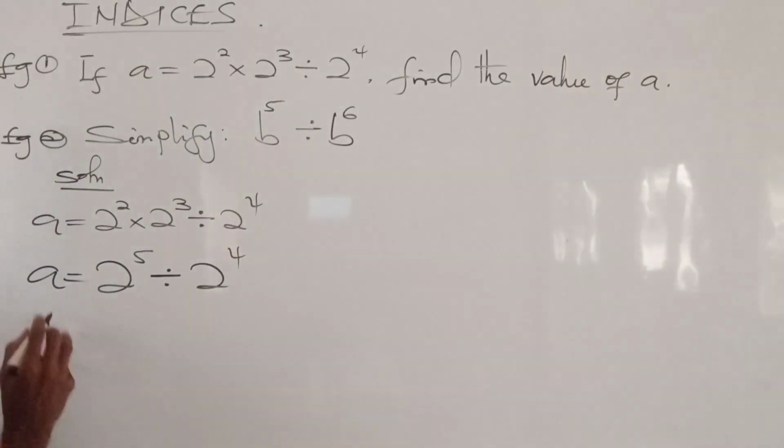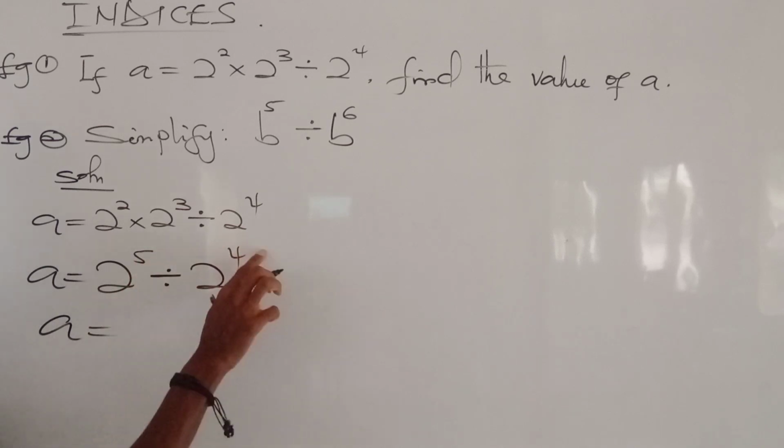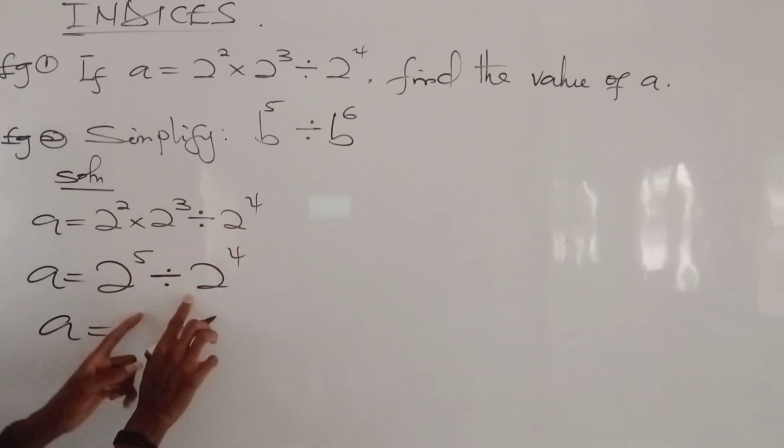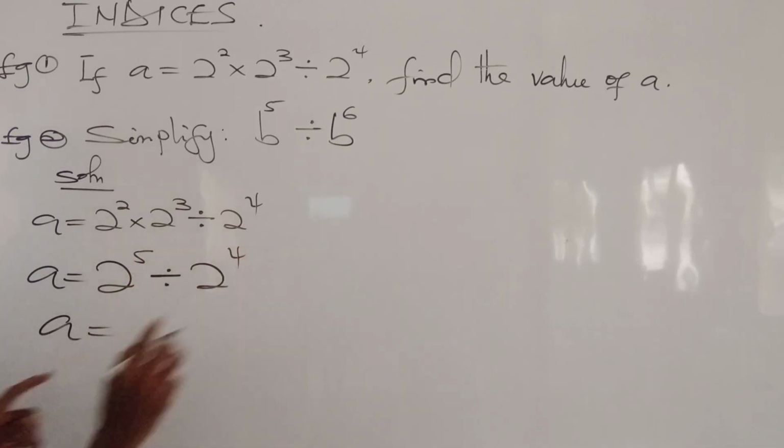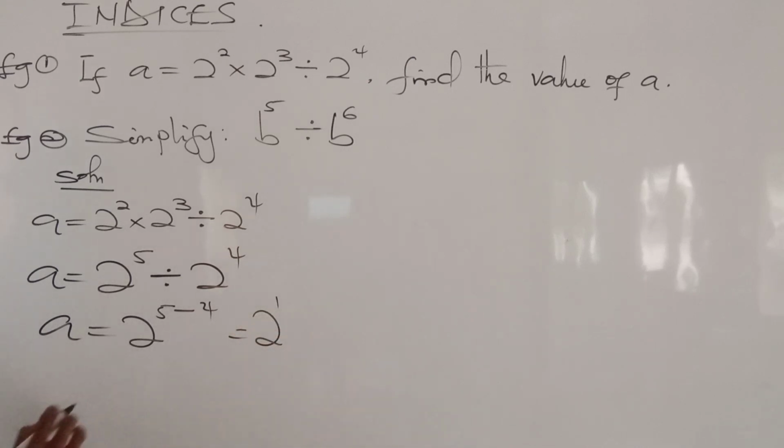So this one is going to be a to the power 5 minus 4, because the bases are the same, we will subtract the powers. So it will be 2 to the power 5 minus 4, and that will give me 2 to the power 1, and 2 to the power 1 is the same as 2, so I'll have my a equals 2.